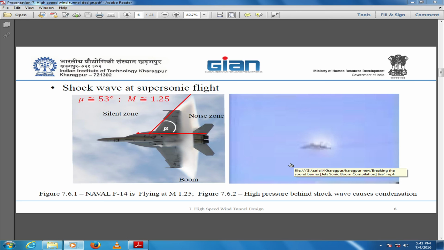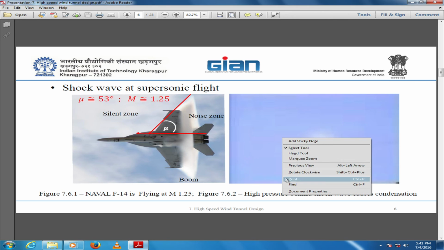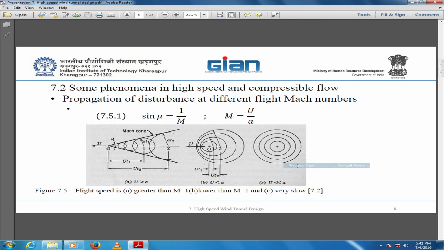How did you get that 53 degrees? How do we get the 53 degrees? I was just drawing it. I was drawing a line which coincides with the cone.